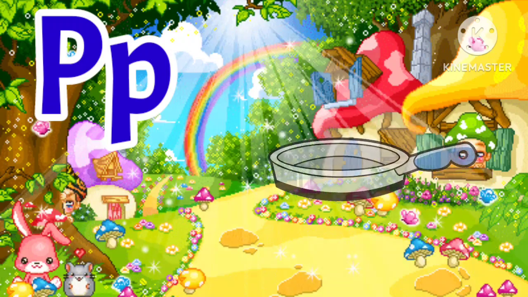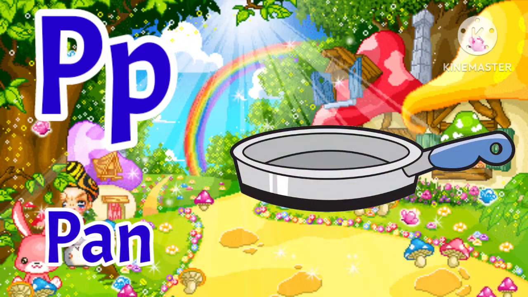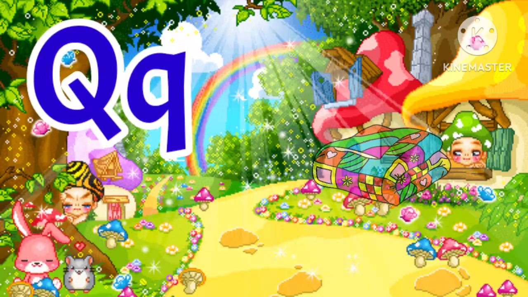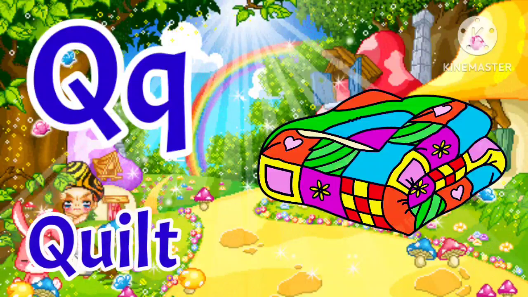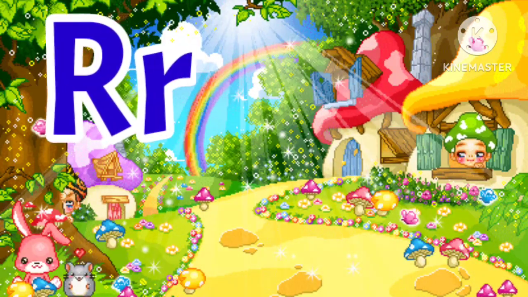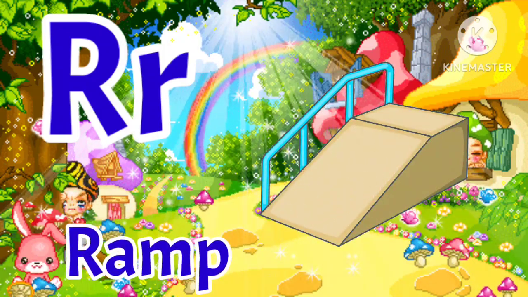P. P is for pen. Q. Q is for quilt. R. R is for ramp.